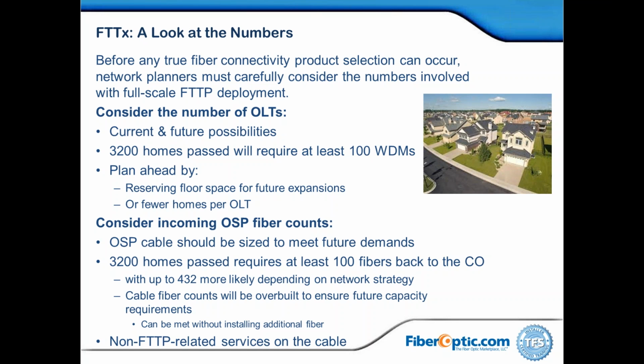So this is a good rule of thumb for a little webinar like this. How many fibers do I put up there? If I were to pass 3,200 homes, that requires at least 100 fibers back to the CO, with up to 432, more likely depending on network strategy. So the fiber counts might be overbuilt, but you want to ensure future capacity. You often see the cable TV companies, as 432 on the pole is almost a common fiber size.